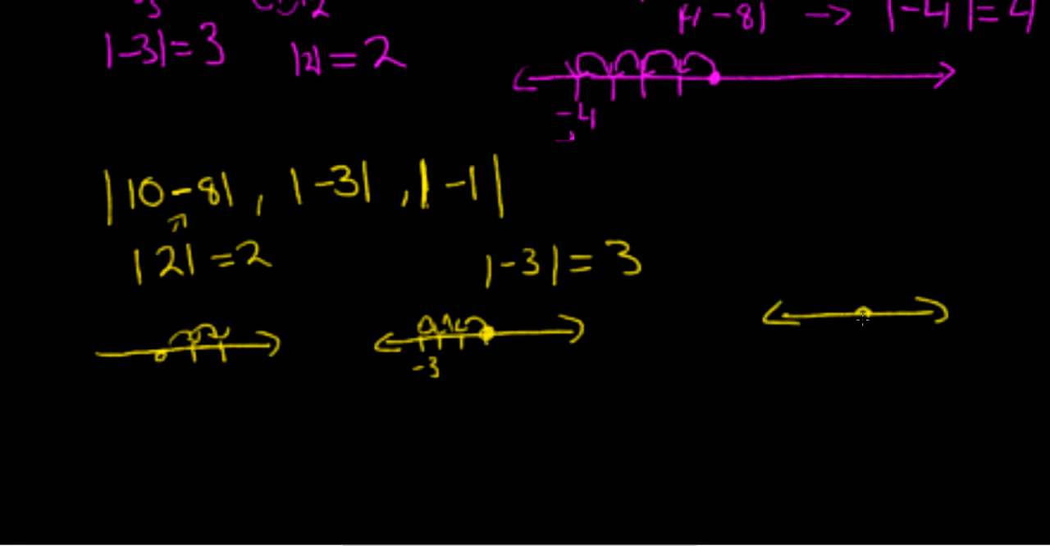So negative 1, what is the absolute value of negative 1? Well, what's the distance between the 0 and the negative 1? That will just be 1. So the absolute value of negative 1 is equal to 1.